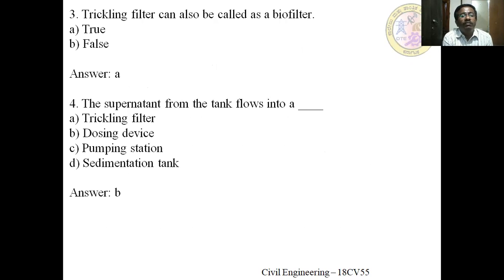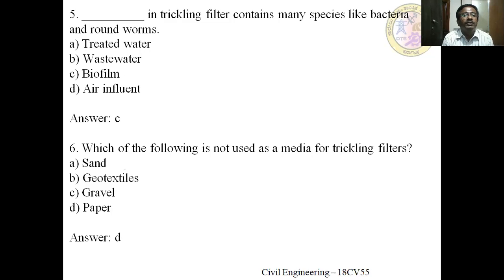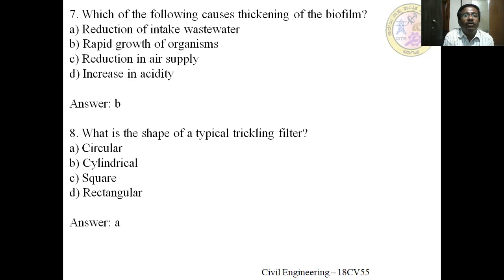The supernatant from the tank flows into a device, the dosing device. The biofilm in the trickling filter contains many species like bacteria and roundworms. Which of the following is not used as a media for the trickling filter? Usually, sand, geotextiles, and gravels are used as the solid or packing material, and paper is not used. Which of the following causes thickening of the biofilm? Usually, it is the rapid growth of the organisms.